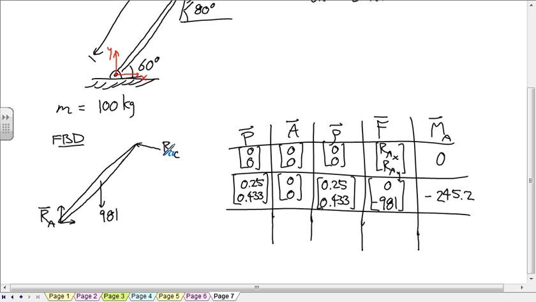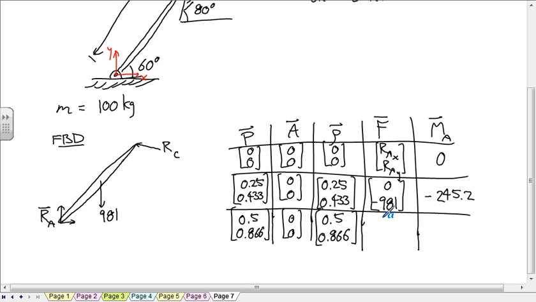Okay, and then the last one is the force RC. Where's that acting? Yeah, so 1 times cosine of 60, 1 times sine of 60. So that's 0.5, 0.866. About point is 0. So the row vector is 0.5, 0.866. The force vector is RC times cosine of 170, RC times sine of 170.